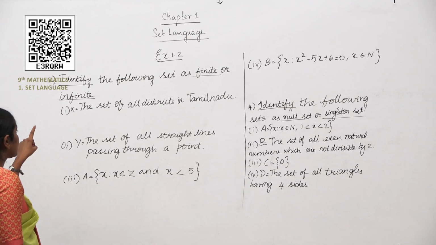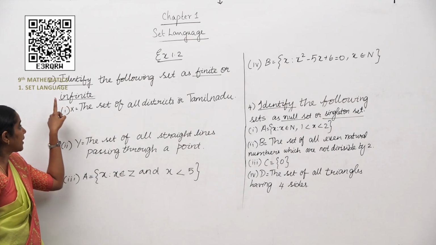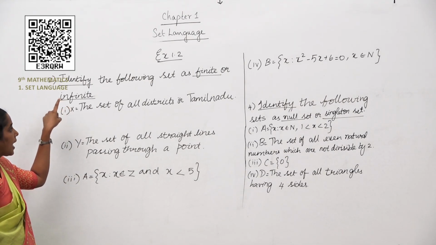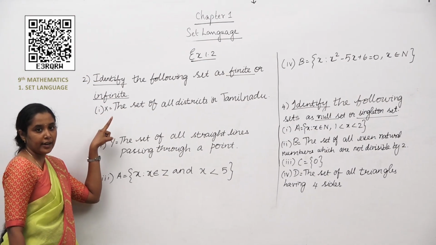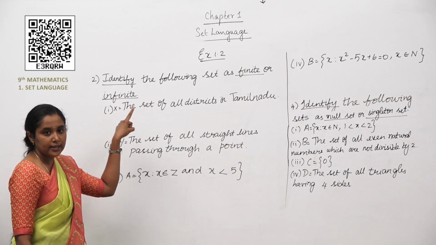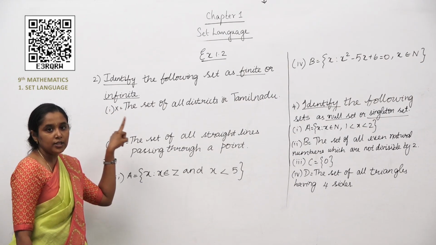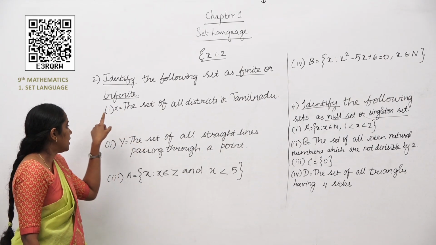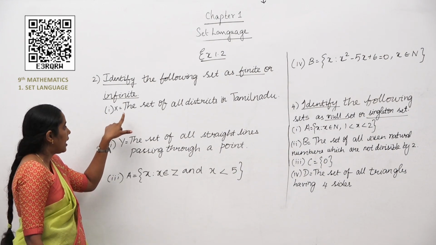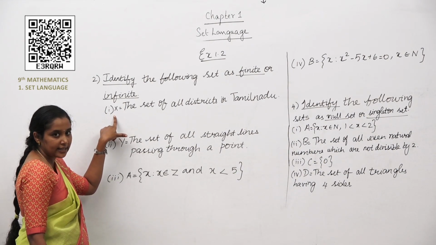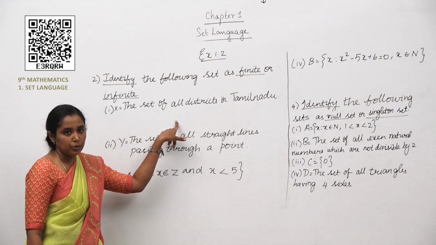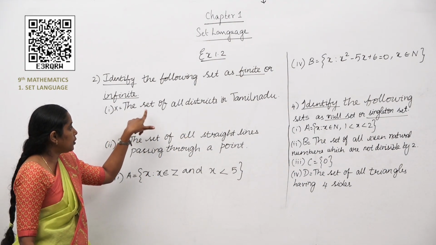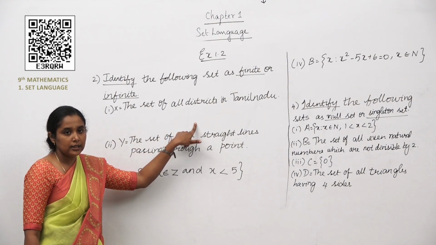So first in exercise 1.2, second sum, that is identify the following set as finite or infinite. So you have to identify the following set as whether it is finite set or infinite set. So, first subdivision, set X is equal to the set of all districts in Tamil Nadu.